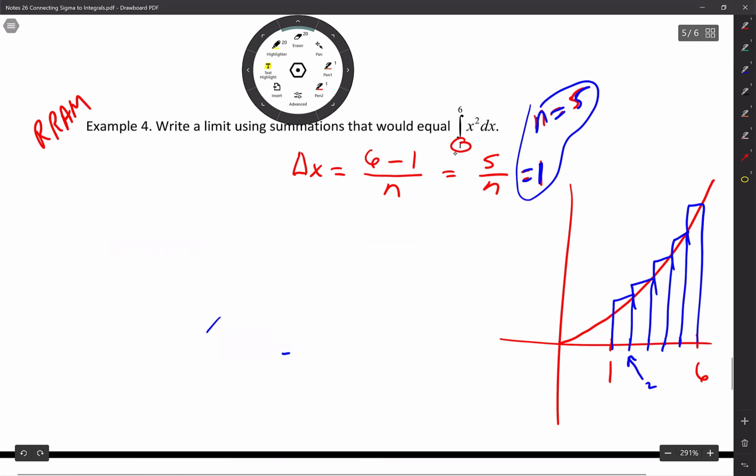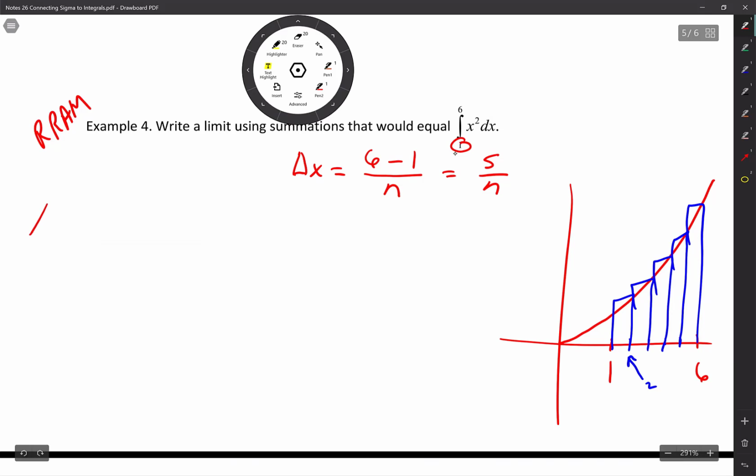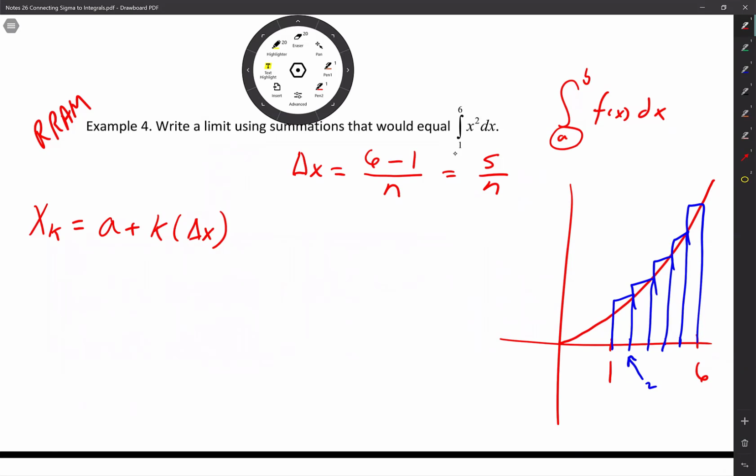Okay, so here's what I'm trying to tell you. I'm going back to red. You can figure out where you are at, at any x value for your kth rectangle by doing this always: a plus k times your change in x. I'm going to give you formulas, don't worry. What is a? The a is always the lower limit here. The lower limit starts at 1. So here's your x of k.